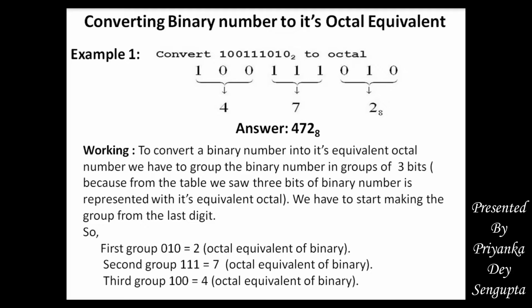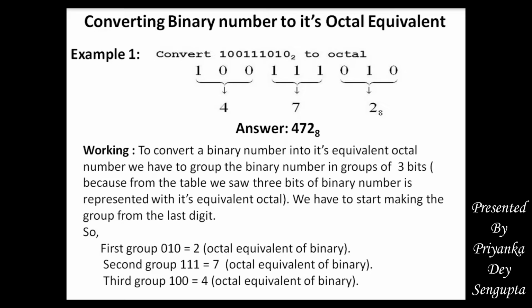See the example given below. The binary number given is 100111010. To convert it into its equivalent octal, we first have to divide the binary number into groups of 3. We have to start making the groups from the last digit. So in the example, 010 is the first group, 111 is the second group, and 100 is the third group.